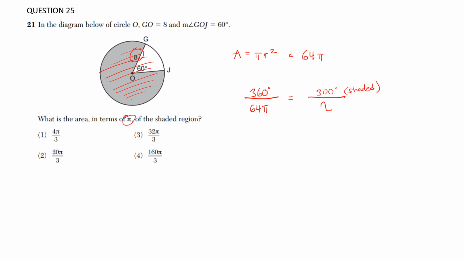We have an unknown, we'll call it x. That is the area of the shaded region. So we can cross multiply: 360x equals 300 times 64 pi. Divide both sides by 360. When we solve, we get that x equals 160 pi over 3, and that is choice 4.